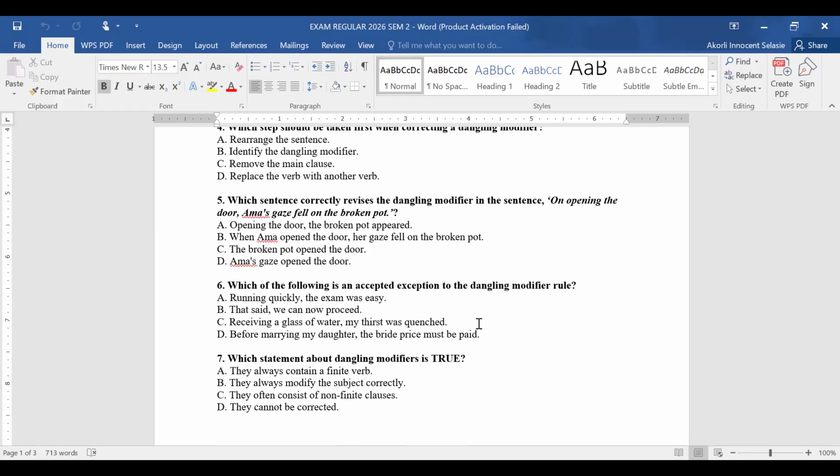Number 5. Which sentence correctly revises the dangling modifier in the sentence: On opening the door, Ama's gaze fell on the broken pots. A. Opening the door, the broken pots appeared. B. When Ama opened the door, her gaze fell on the broken pots. C. The broken pot opened the door. D. Ama's gaze opened the door. What should it be? It's B.